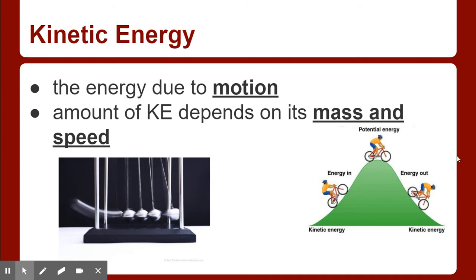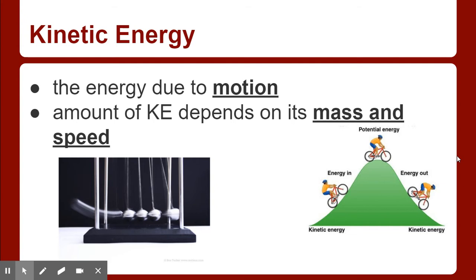On the opposite end, kinetic energy is energy of moving items. The amount of energy in movement, or kinetic energy, depends on the mass of the object and its speed. Something that's much more massive, has much more matter in it, is going to have more energy.